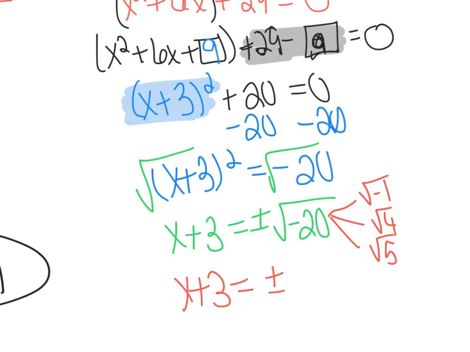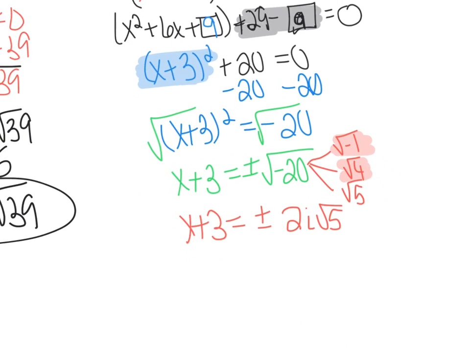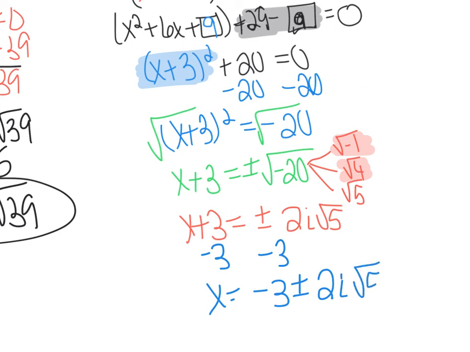When I simplify the square root of negative 20, the square root of 4 is 2, the square root of negative 1 is i, and the square root of 5 is just the square root of 5. So I would have 2i times the square root of 5. And then in my final step, I just need to get that x all by itself. So I'm going to subtract 3 from both sides. And I get x equals negative 3 plus or minus 2i times the square root of 5.